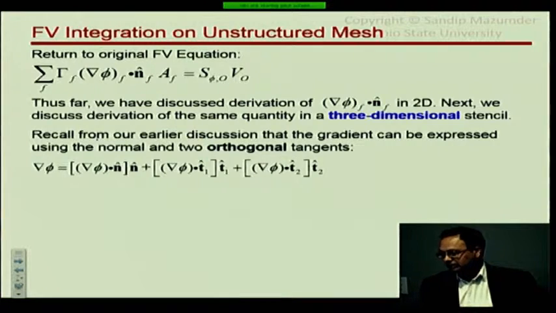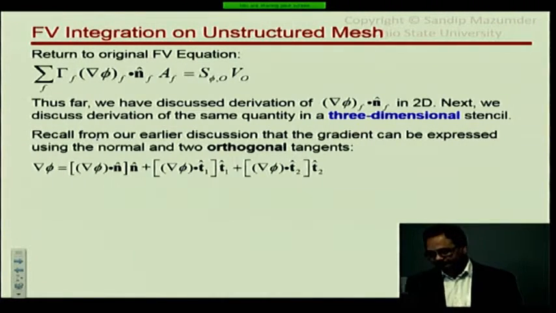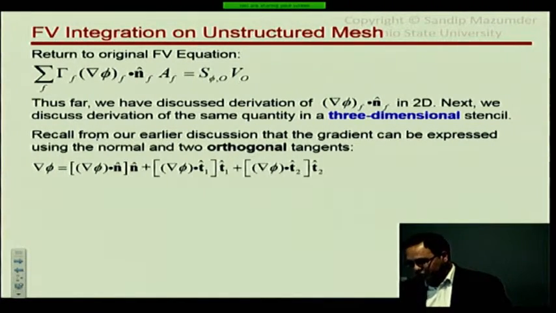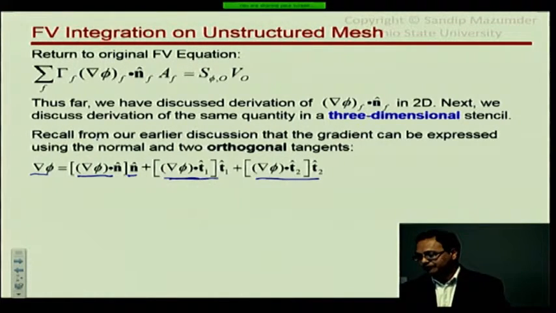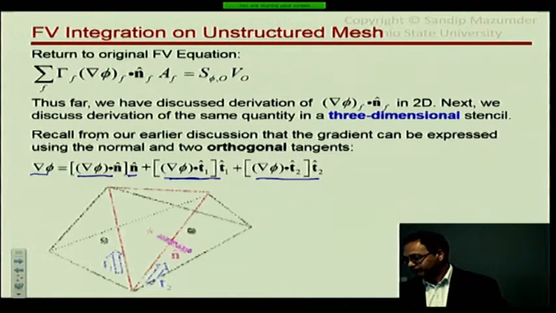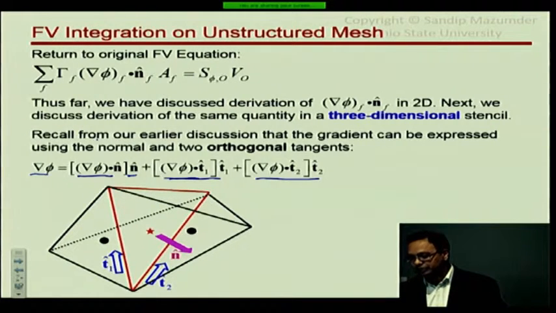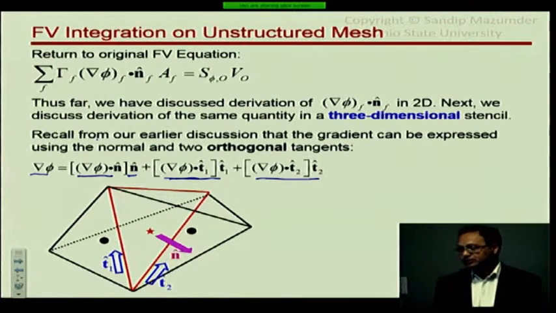Now here is where we started when we did our derivation in 2D. What we did was we took the gradient vector, we wrote it as grad phi dot n times n plus grad phi dot t times t. But now what we have is 2 tangents. We have 3 unit vectors, n, t1, and t2, which are shown here, for example.